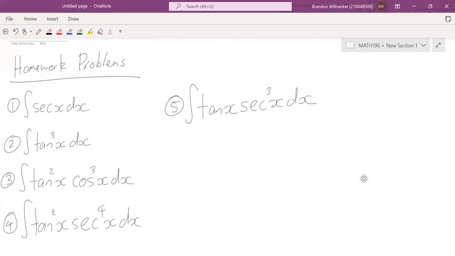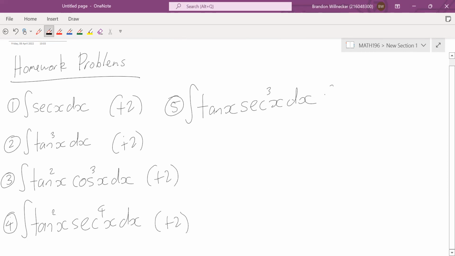These 5 homework problems will be worth +2 points each. So that's +2, +2, +2, +2, and +2 as well. Remember, you can do as many as you like, but make sure that you post it on the WhatsApp group, and only the first person that posts the correct solution, fully correct, will get the points. Any questions about these homework problems?